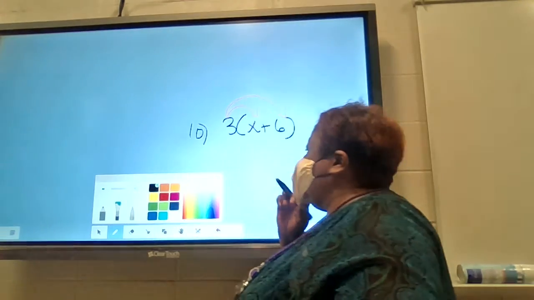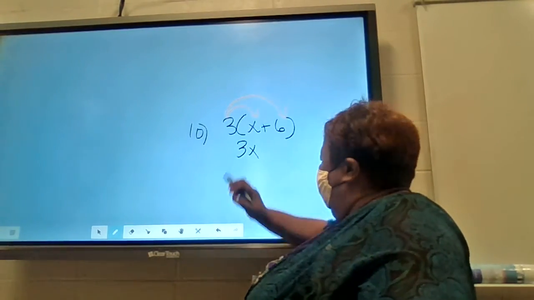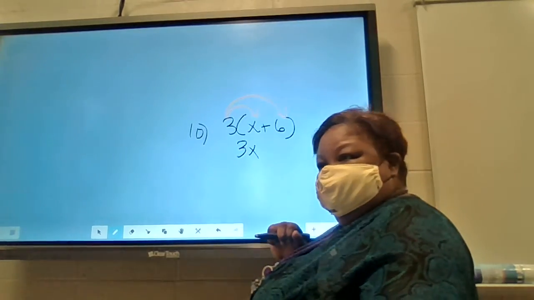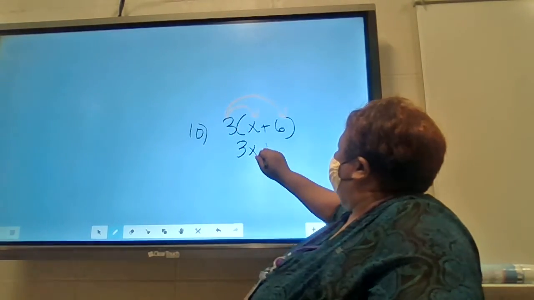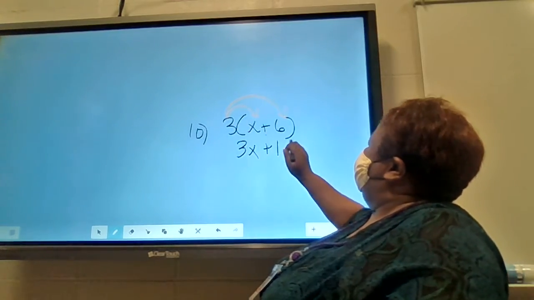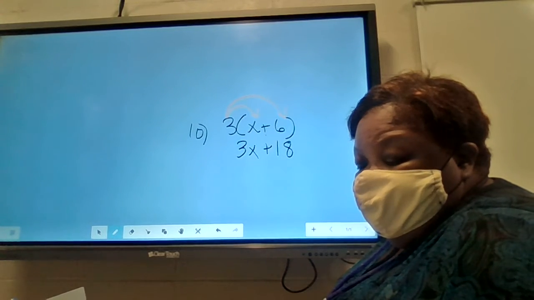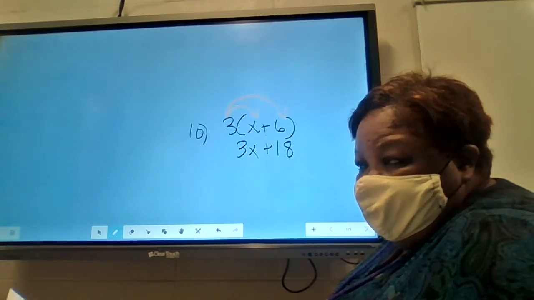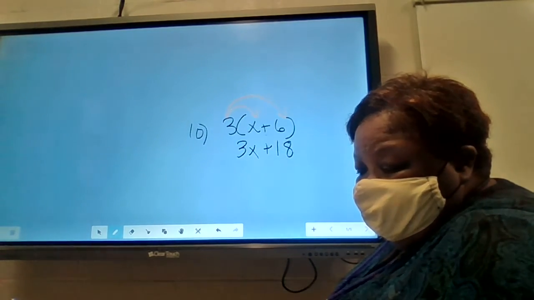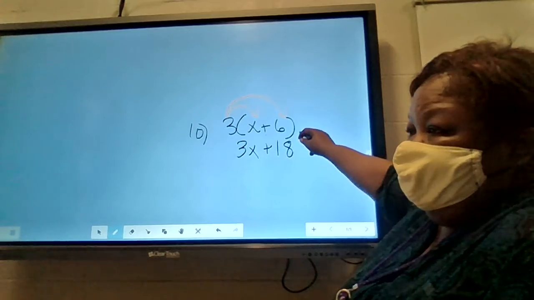Okay, so I'll do 3 times x, which gives me simply 3x. This is 3 times x. Then I do plus, because there's a plus right there, 3 times 6, which is 18. So you work it out, and then you match the expression. So which one of these does it match? Did you write this part down? You need to.